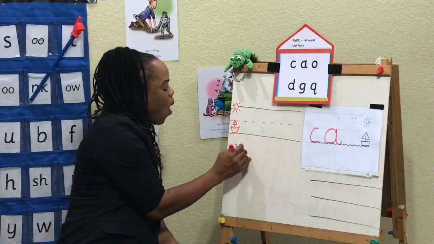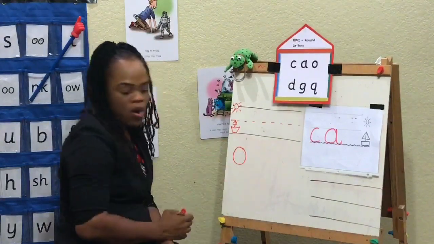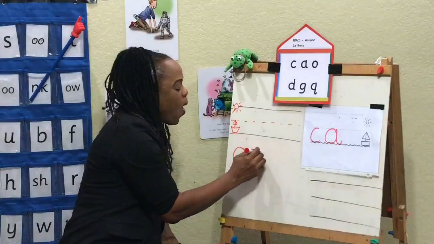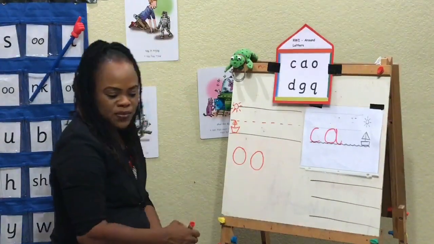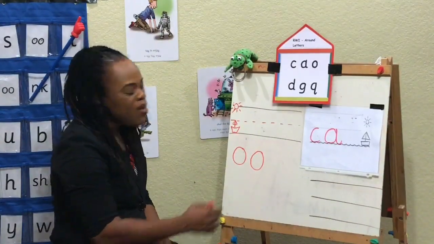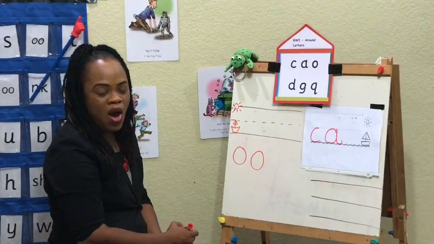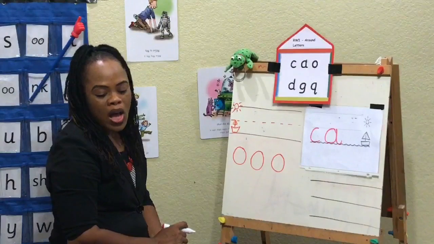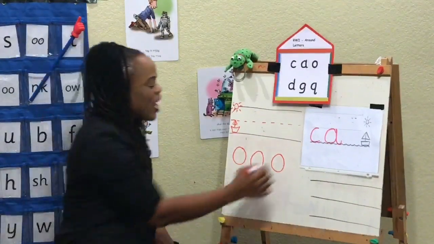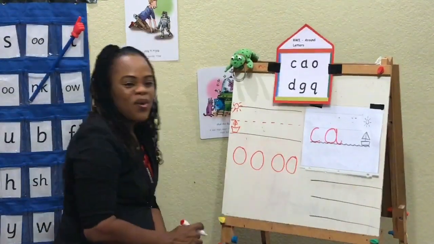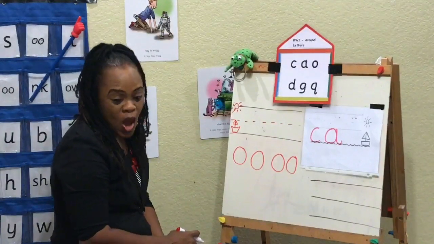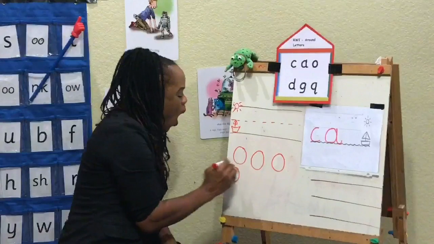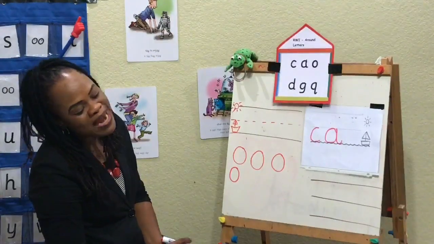Let's go. All around the orange. And it's a beautiful circle. Let's go again. All around, all around, all around the orange. Again. All around the orange. One more time. All around the orange.